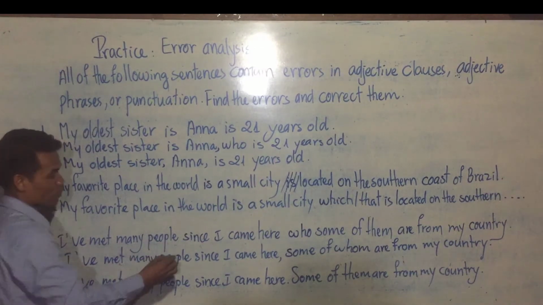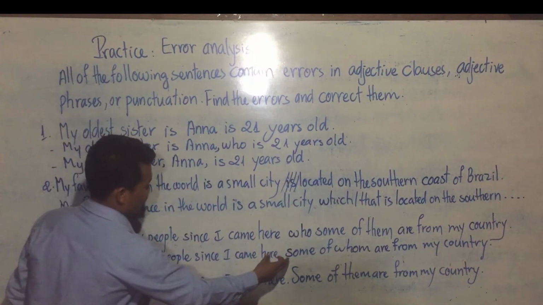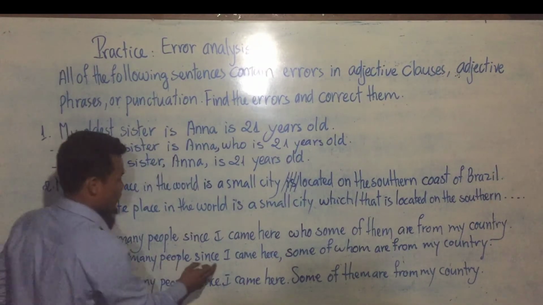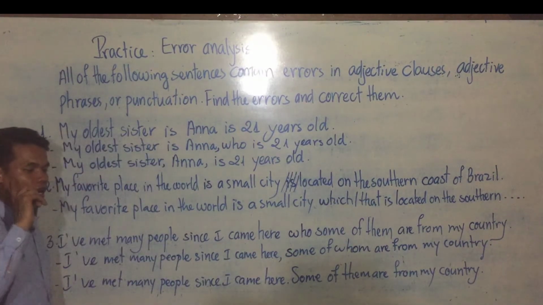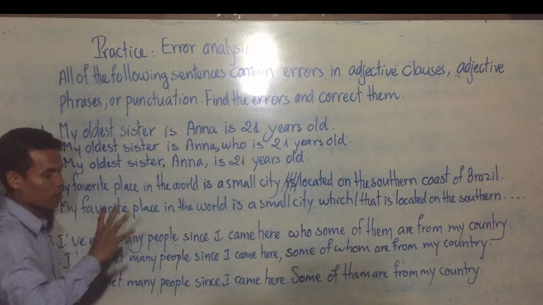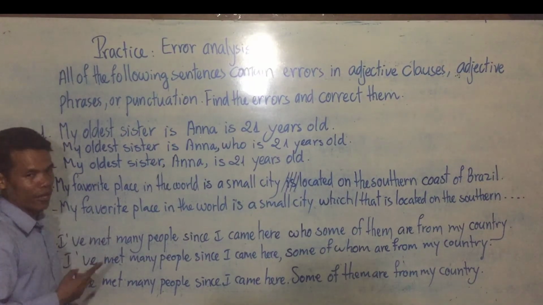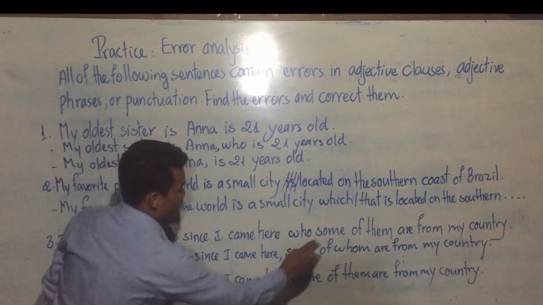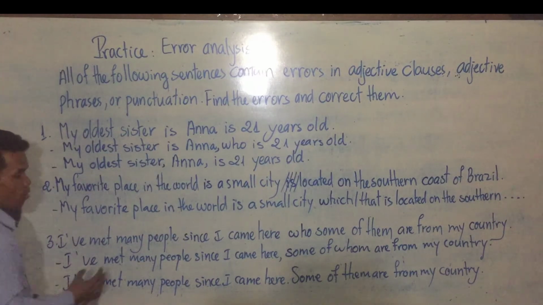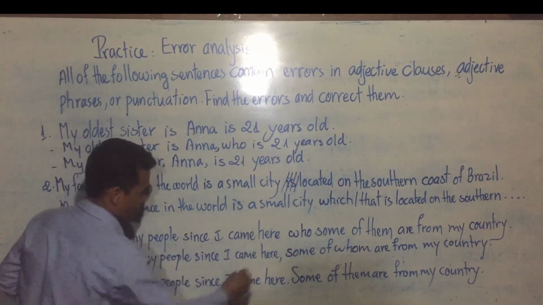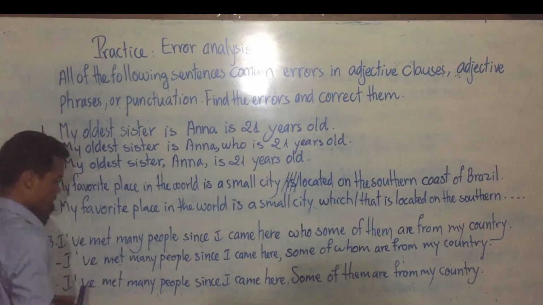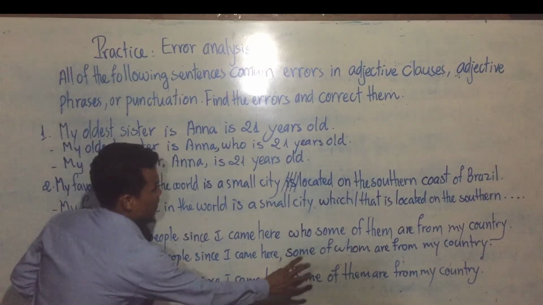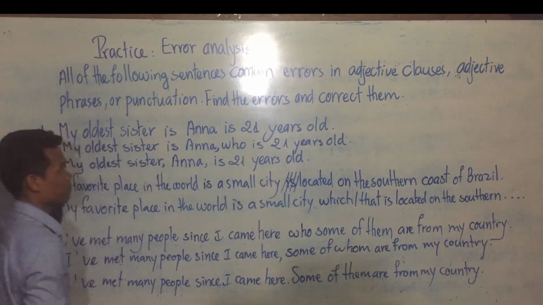Number 3, we also have two ways. One is that you can use adjective clause by using the relative pronoun in phrases of quantity like this. We can write I met many people since I came here, comma, because you know that in this type of adjective clause, is always non-restrictive. That's why comma is really compulsory. So some of whom are from my country. Or in one more way, no need to use adjective clause, but we separate the two sentences by writing like this. I met many people since I came here, full stop. Some of them are from my country.